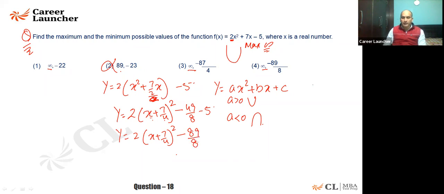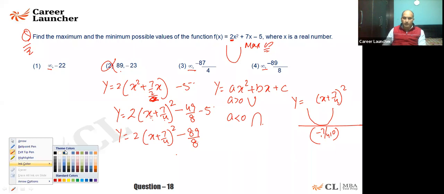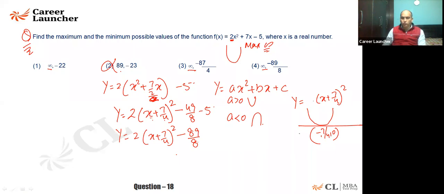Now look at this, my dear. y is equal to x plus 7 by 4 whole square. How do you draw it? This is at minus 7 by 4, where it is coming out to be 0. This is the curve. Now the second thing that you need to do is, if it is multiplied with 2, it will be steeper. I'm sure you understand this. This one is y is equal to twice of x plus 7 by 4 whole square.